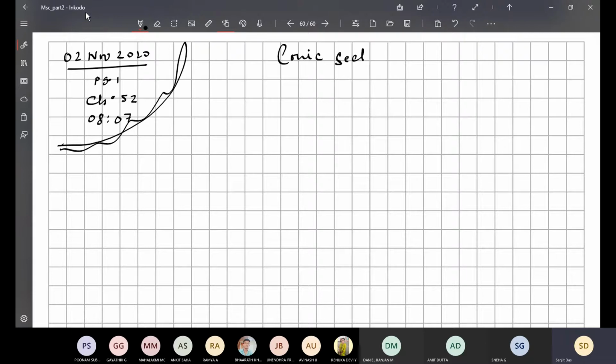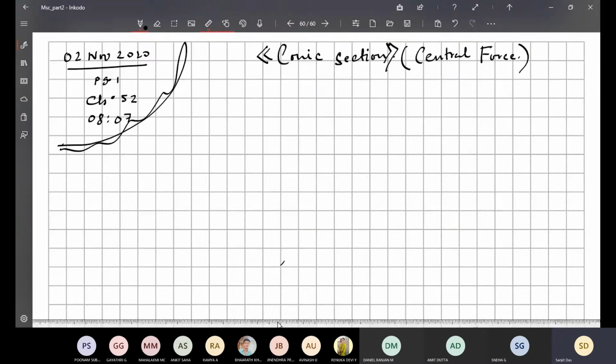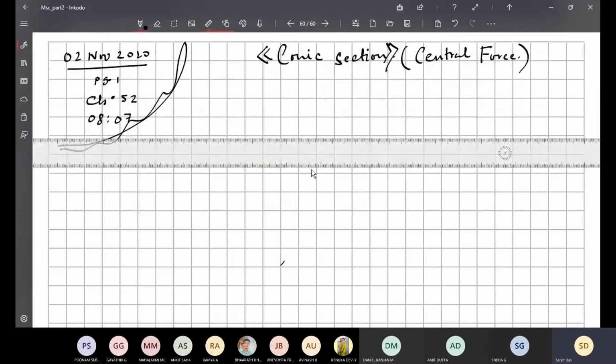So as we mentioned in the previous class, we will talk about conic section. This is the subtopic, and this subtopic is under central force. Most of you probably know it, and most of you have seen it at the plus 2 level. But some of the portions we have to remember, and that's how we will remember. So let me draw it.